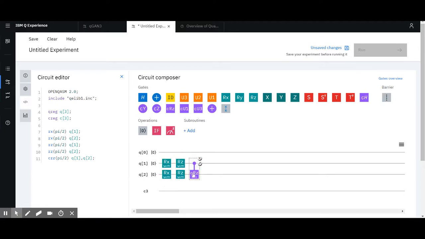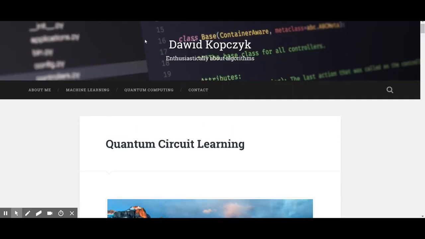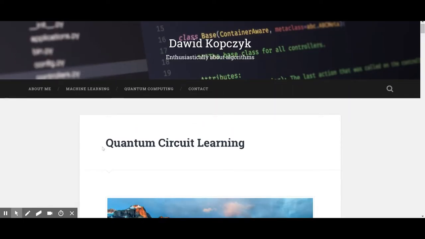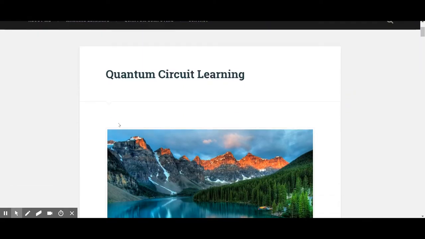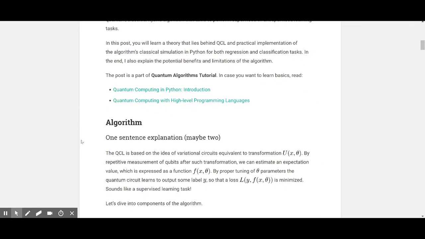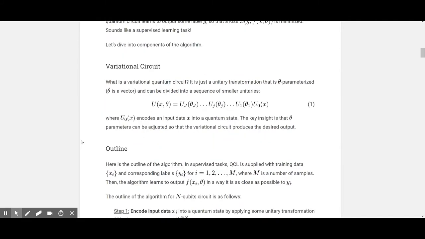So when you want to calculate the derivative, you have to do this in relation to each of the parameters. Because at the end of the day, and that brings me to this really awesome page here from David Kopchik, where he explains the concept of quantum circuit learning. I'm not going to go through that right now, but you can go ahead and read that.